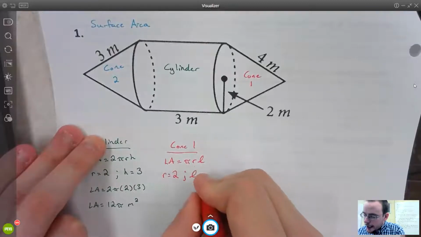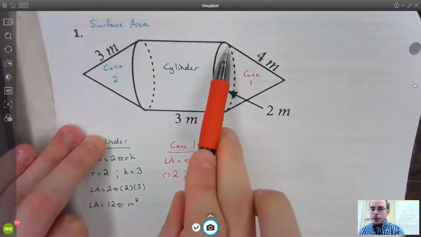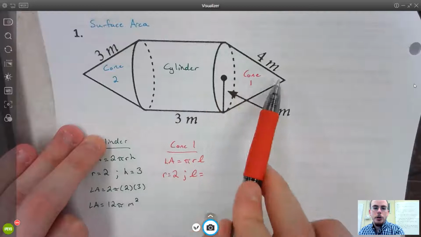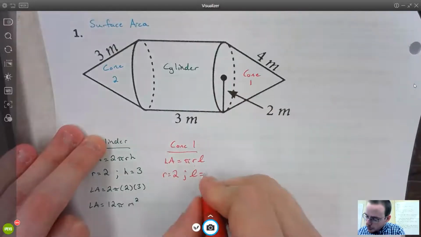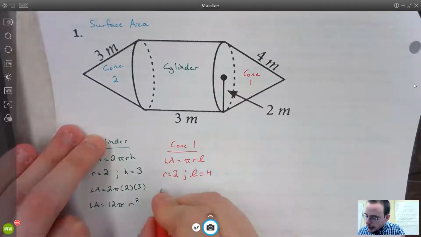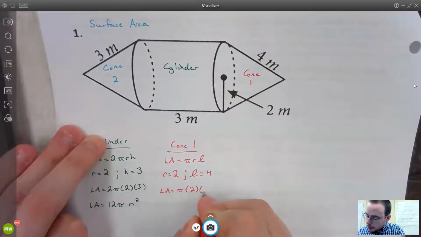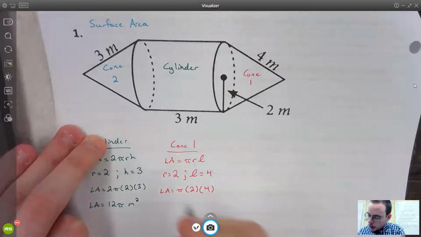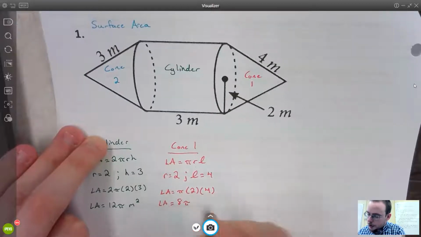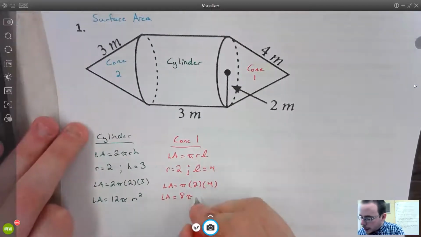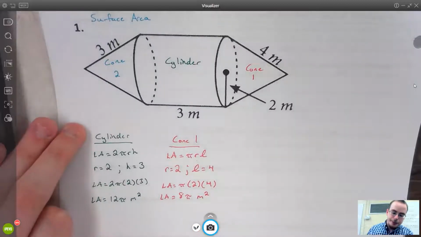And our slant length L, as we can see here, would be 4. So we plug that in: pi times 2 times 4. 2 times 4 is 8, and then the pi just drops down. So the lateral area of cone 1 is 8 pi meters squared.